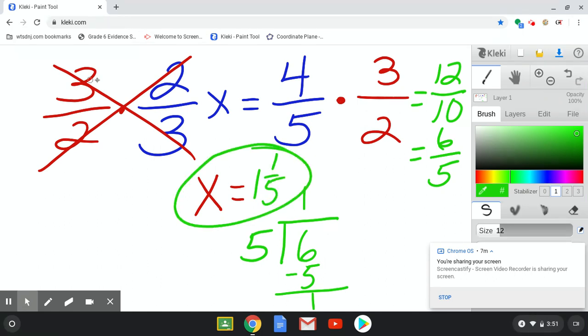Okay, so don't forget, when you have a fraction next to a variable, to get rid of that fraction, multiply by its reciprocal on both sides.